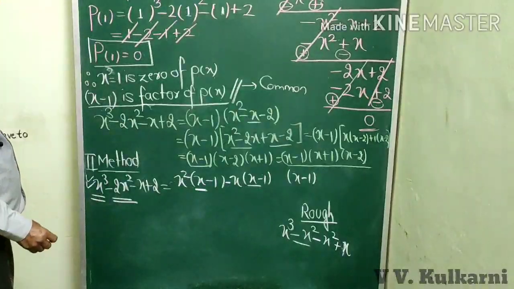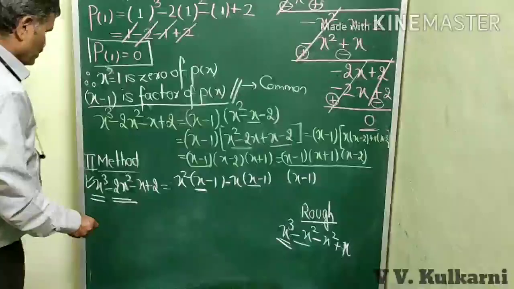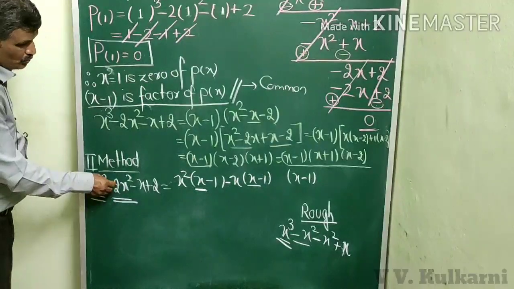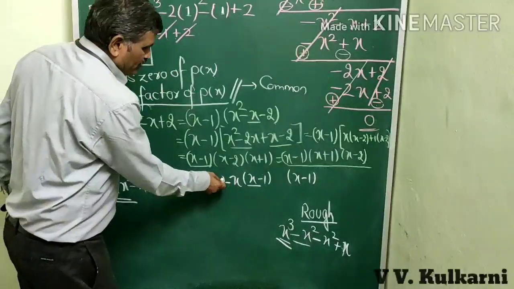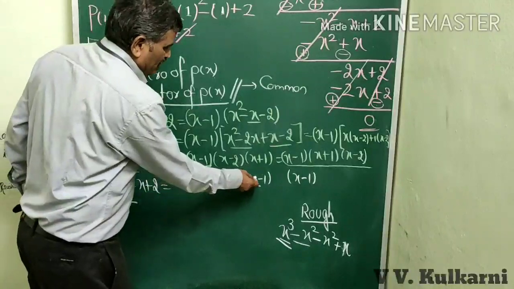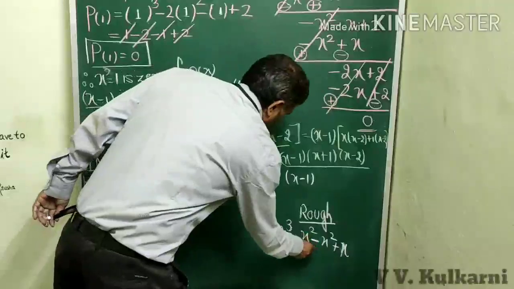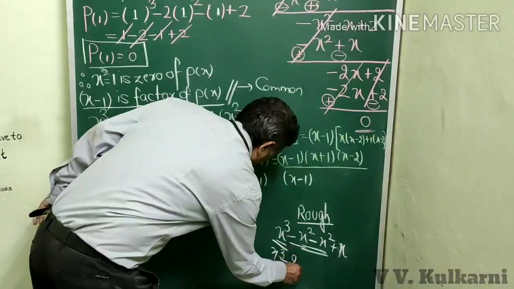So my dear, what I have done is, I have balanced x cube already. I wanted to balance minus 2x square, which I have balanced, because from here I will be getting minus x square, and from here I will be getting one more minus x square. So these two together make, what I got here is x cube minus 2x square.